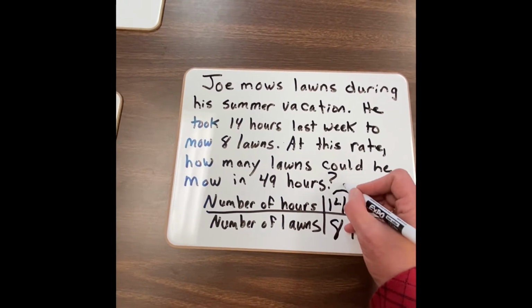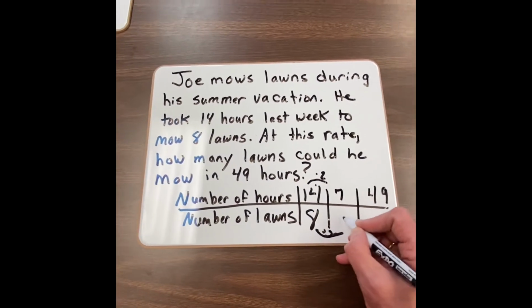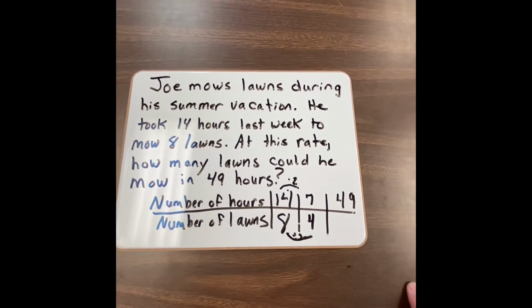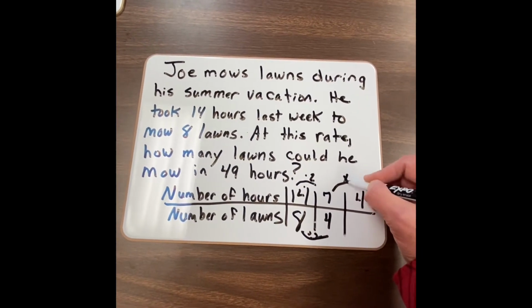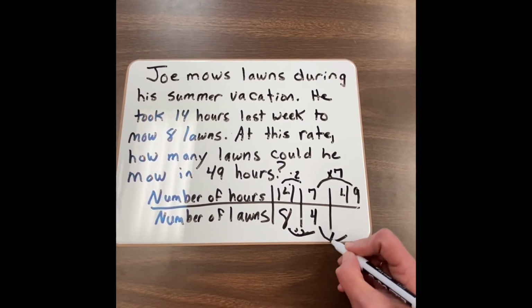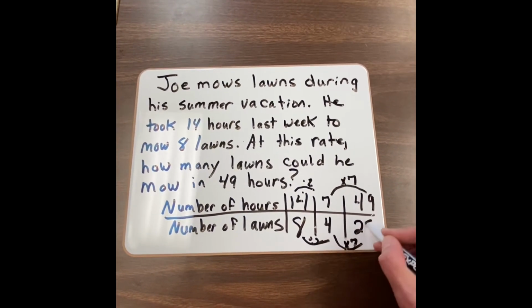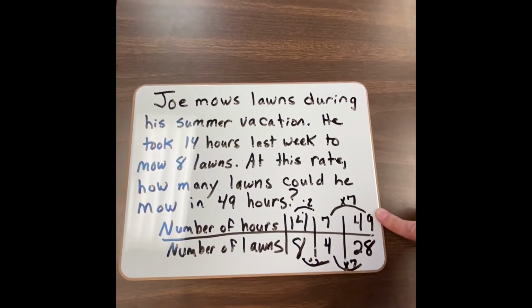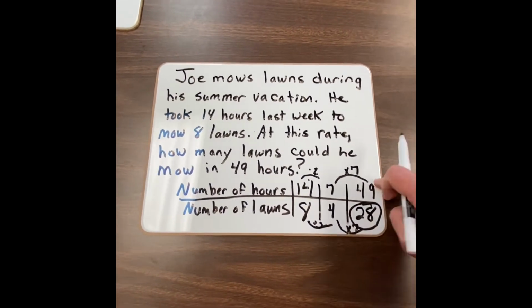So let's look at it. 14, if we divide it by 2 here, that gives you 7. Well, if we divide 8 by 2 here, that gives you 4. Now, how can we go from 7 to 49? If we multiply the 7 times 7, that gives you 49, doesn't it? So then if we multiply the 4 times 7, that's going to give us 28. So if he spends 49 hours mowing, that means he can have 28 lawns mowed in those 49 hours.